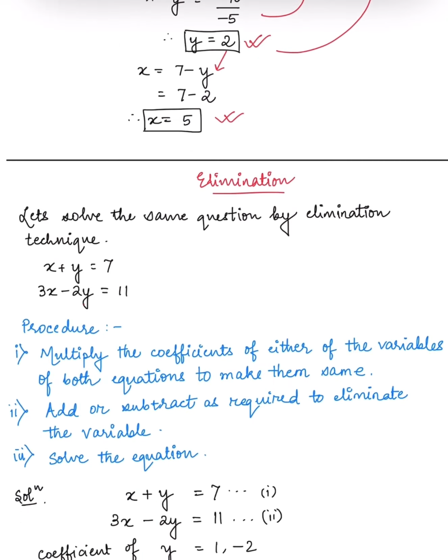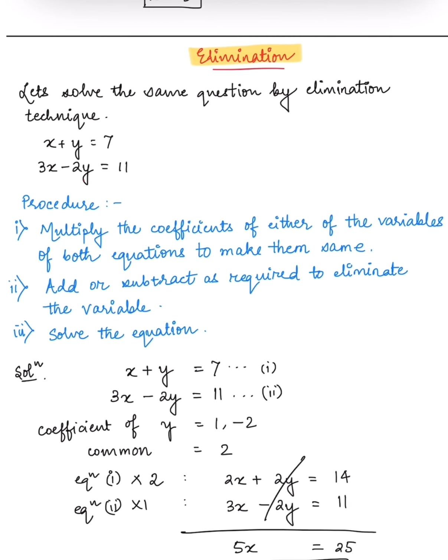The next procedure is solving the same system by the elimination technique. So I'll solve the same equation. If this is my equation 1, this is my equation 2. So over here, what we have to do is multiply the coefficients of either of the variables in both the equations so that they become equal to each other. So I have chosen variable y over here, and I know the coefficients are 1 and minus 2.